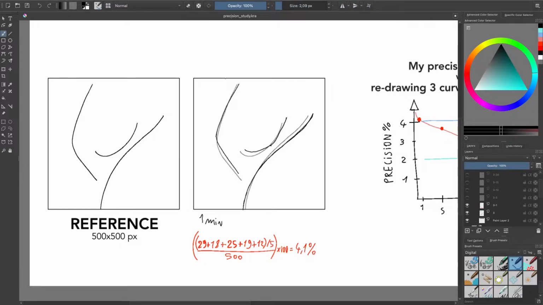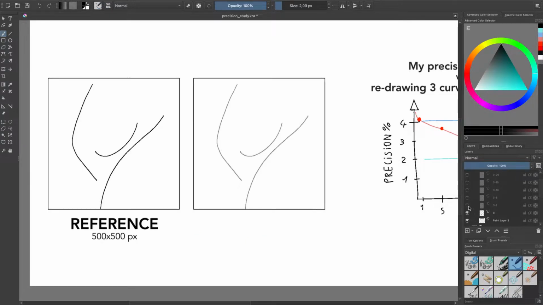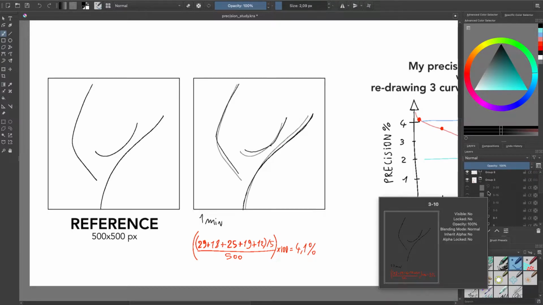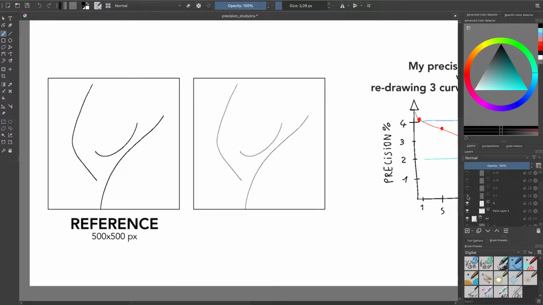On another square just next to it, I tried to redo the same curve, first in 1 minute, then in 5 minutes, then in 10, then in 15 and 20 minutes. At each step I measured my accuracy. The first one, in 1 minute, I'm accurate at 4.1%. The black line is my drawing, and the gray one is the reference. The reference was obviously not there when I was drawing.